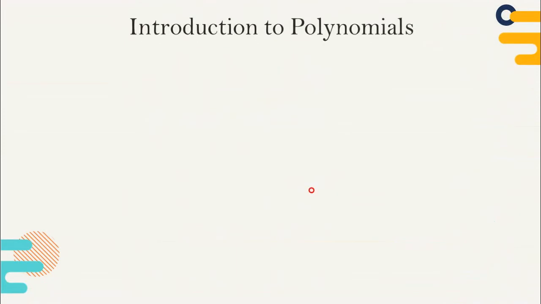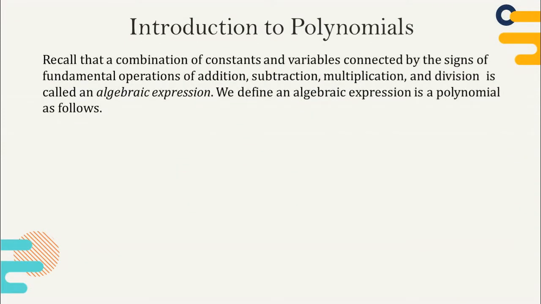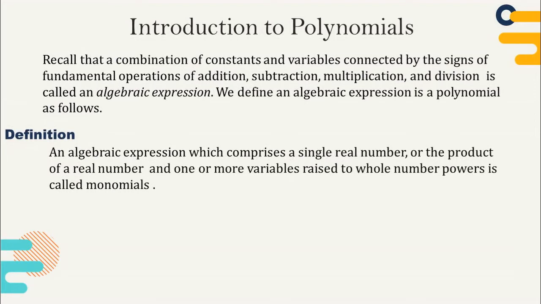In the introduction to polynomials, recall that a combination of constants and variables connected by the signs of the fundamental operations of addition, subtraction, multiplication, and division is called an algebraic expression. We define when an algebraic expression is a polynomial as follows. From the definition in our slide, an algebraic expression which comprises a single real number or the product of a real number and one or more variables raised to whole number powers is called a monomial.